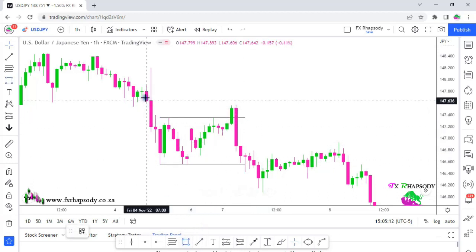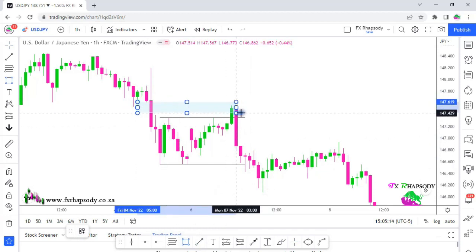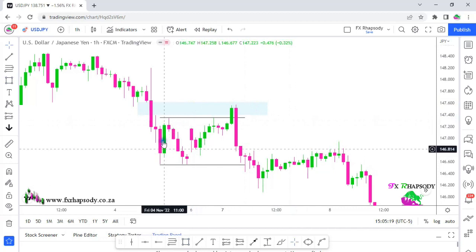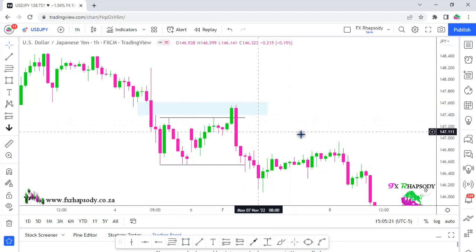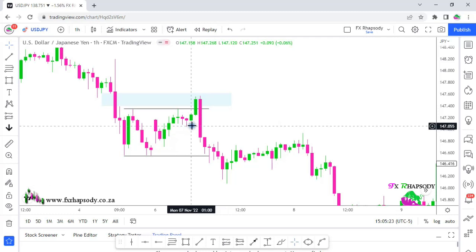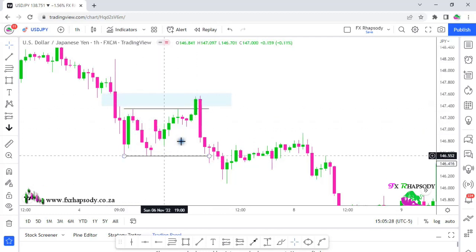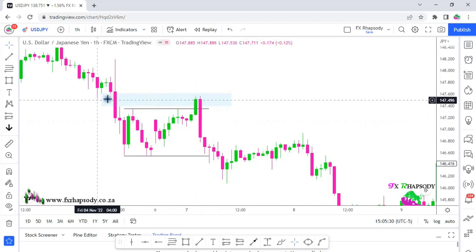Simple explanation is fair value gap. We always talk about the fair value gap, and it's either going to be fair value gap or Fibonacci retracement. So I'm going to show you two. I'm going to show you the fair value gap first. This is the reason price moved up, because it had to fill that gap that it created over there.